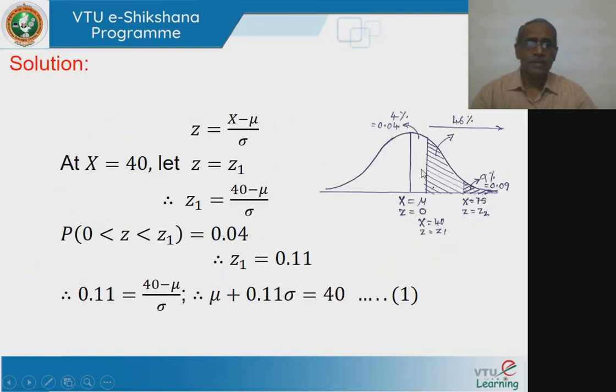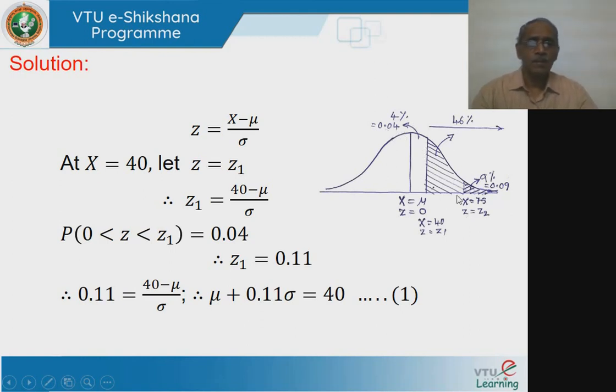So consider this line x is equal to 40. This is the standard normal curve. X is equal to 40. And the students those who get 40 and above fall into this area to the right of x is equal to 40. And this is given to be 46%. So this area is 46%. This area from x is equal to mu to the right is 50%. So 50% minus 46% makes 4%. So this strip is the area of 4% or 0.04.